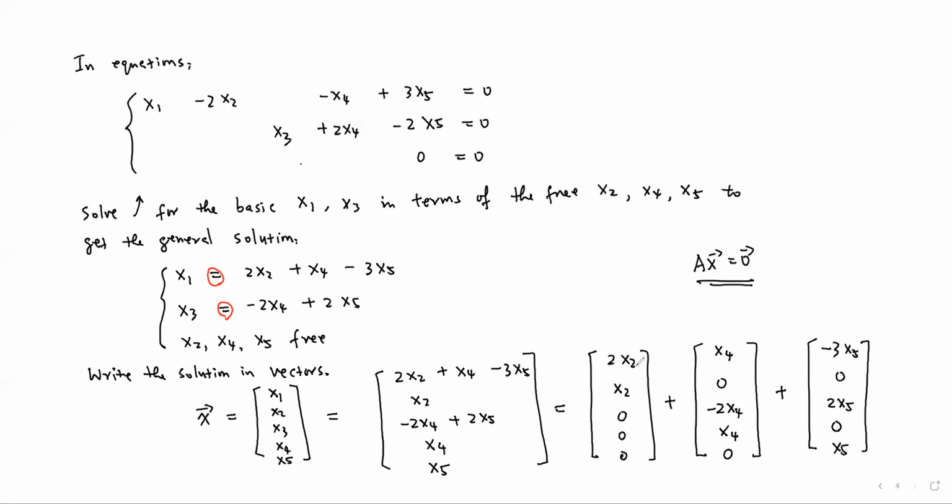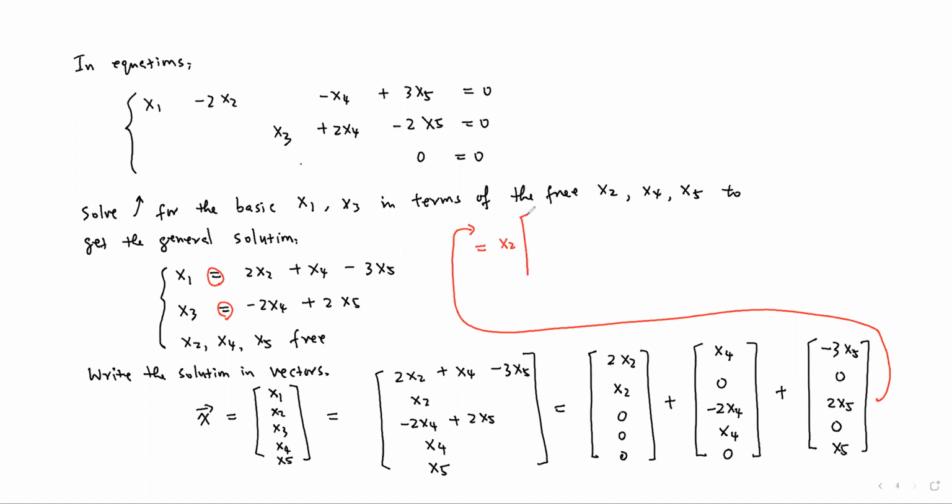Okay, now next, let me take out x2, x4, and x5. Let me write the solution here. It is equal to, take out x2, so x2 times 2, 1, 0, 0, 0. Plus take out x4.